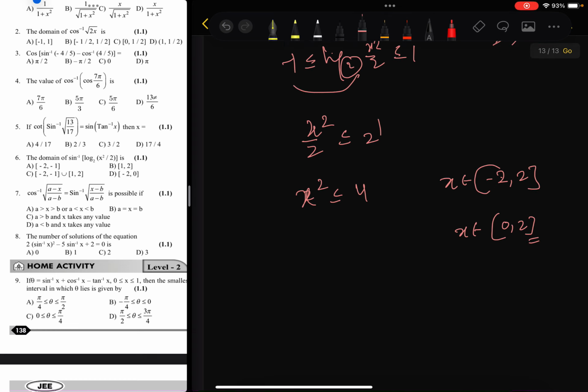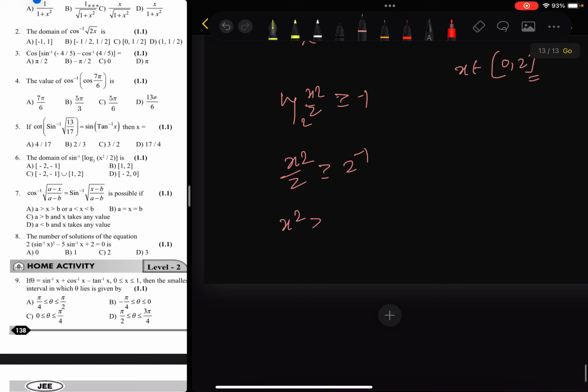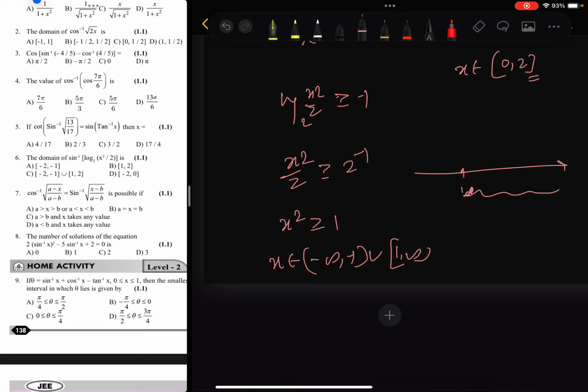This is one solution. Now solve this other one. X square by 2 is greater than or equal to 2 raised to minus 1. So x square will be greater than or equal to 1, the 2s cancel. So x will be minus infinity to minus 1 union 1 to infinity. X should be a positive number, that means 1 to infinity, and 0 to 2. So this is the answer. 1 to 2 is the answer. Okay.